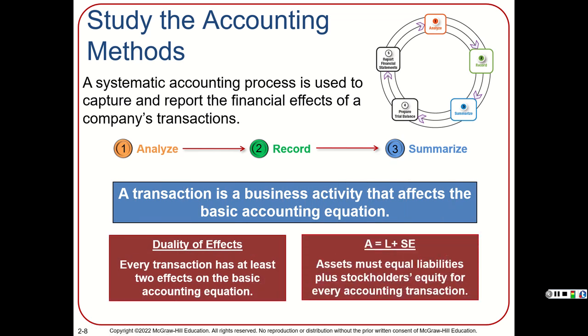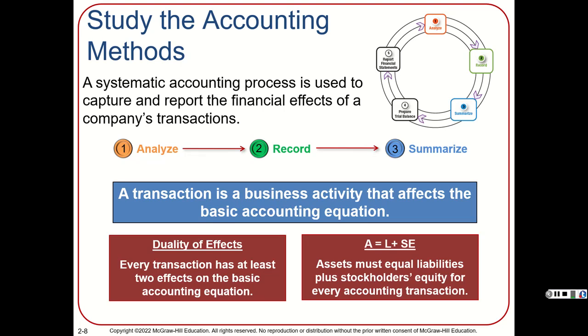The transaction is a business activity that affects the basic accounting equation. So the duality of effects means that every transaction has at least two parts, two impacts to the balance sheet. And you have to remember, though, that whenever you're dealing with transactions, your assets has to equal your liabilities plus stockholders' equity. Now, you will see that in some of these transactions you're going to have both pieces of the transaction in one side of the balance sheet.